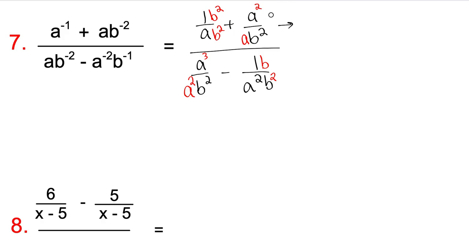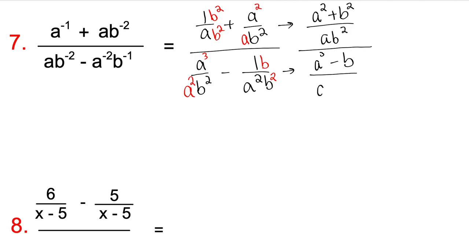Okay? So we have b squared plus a, and that might be better to write out as a squared plus b squared. And then in the bottom, we have a b squared. Okay, so then this one, we have a cubed minus b. Looks like a 5. Let's change that to a 3. A cubed minus b over a squared b squared.